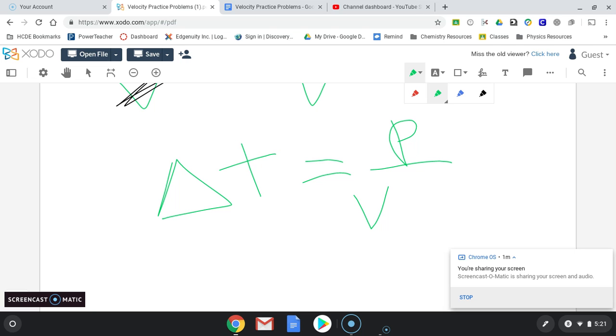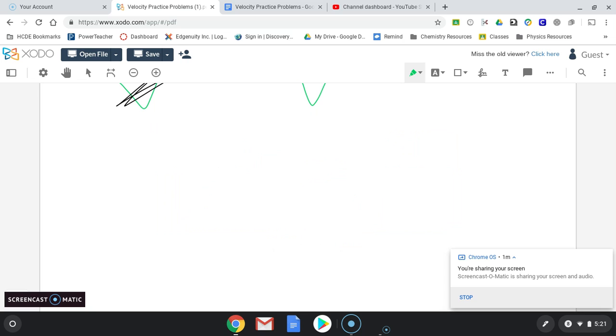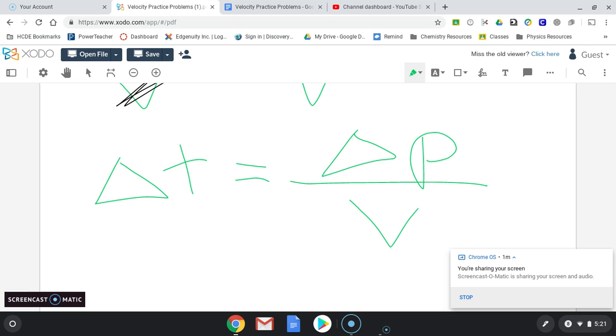Let's try that again, because that was not quite where I wanted it. Oh, and it's going to make me do the whole thing again. Okay, so let's rewrite our whole equation. Delta T equals delta P divided by V. Okay, so that's the hard part. Now we just have to plug in the stuff from our equation.